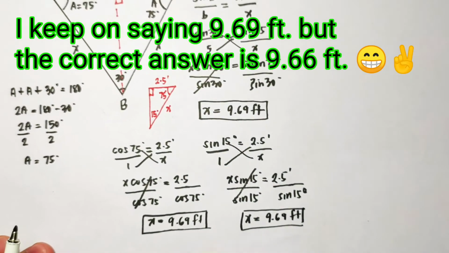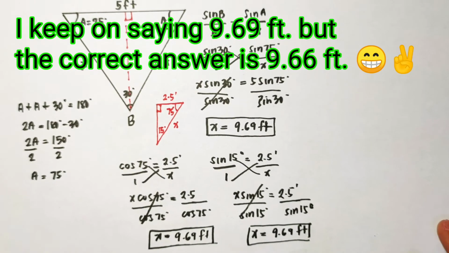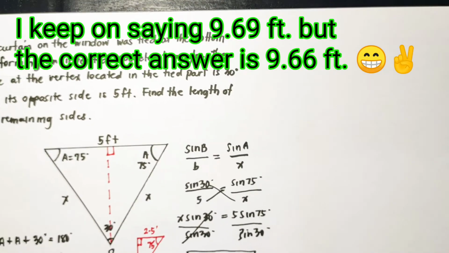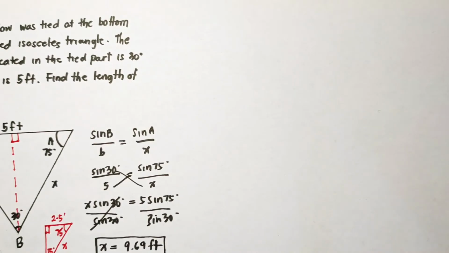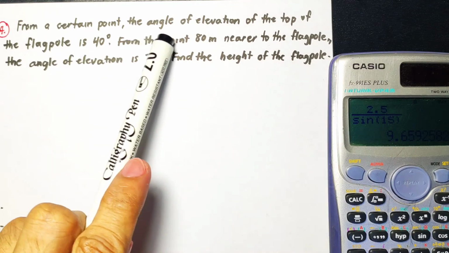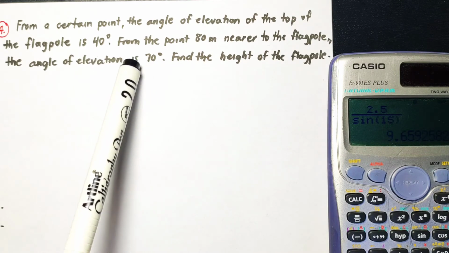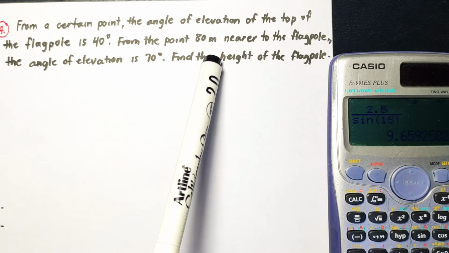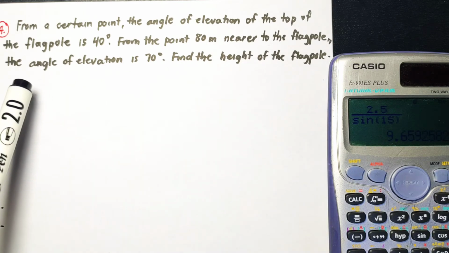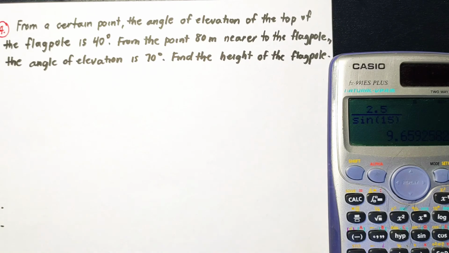Whatever method you want to use, it's okay, as long as you're not going to violate any rules in mathematics. So let's have another example. Last example, number 4. From a certain point, the angle of elevation of the top of the flagpole is 40 degrees. From the point 80 meters nearer to the flagpole, the angle of elevation is 70 degrees. Find the height of the flagpole.